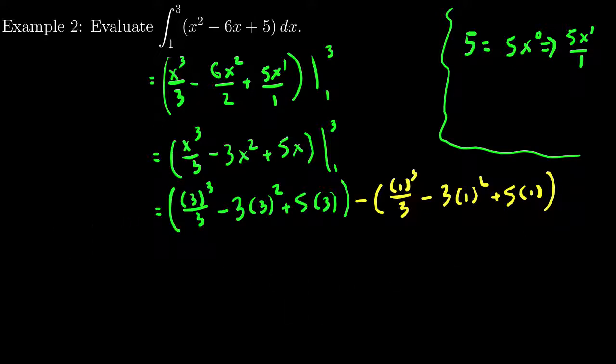And I'll do this all out first. So 3 cubed is 27, divided by 3 is 9. 3 squared is 9, times 3 is 27. 5 times 3 is 15.